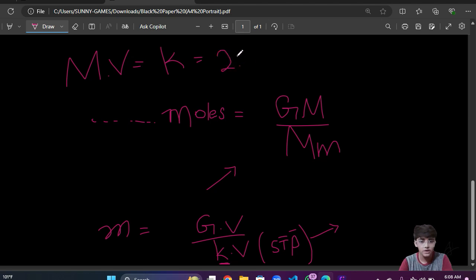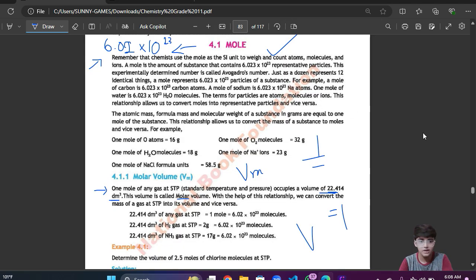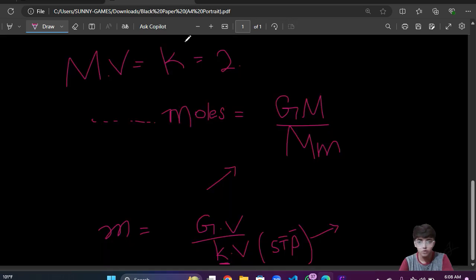Let's read it again. It was 22.414, 22.414. Either you can simply say 22.4, and again the unit for it would be dm cube, as we are dealing in a gaseous state.